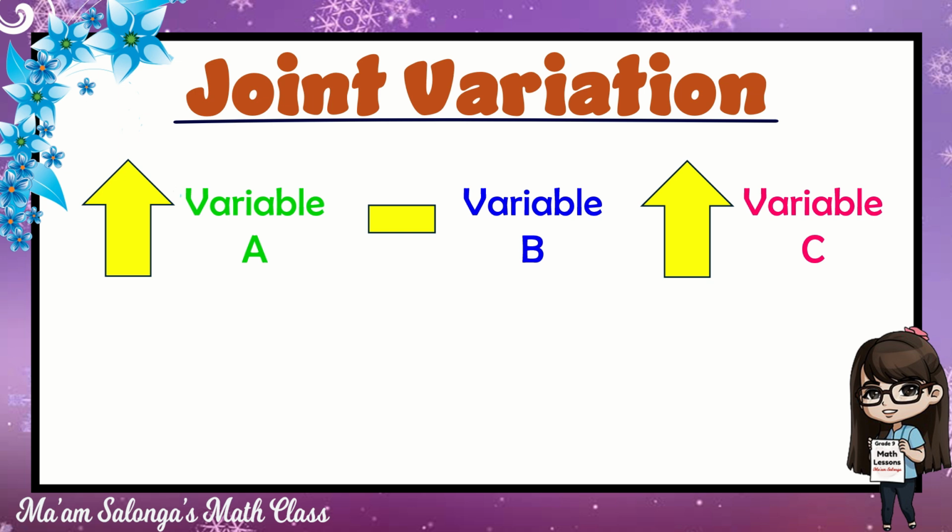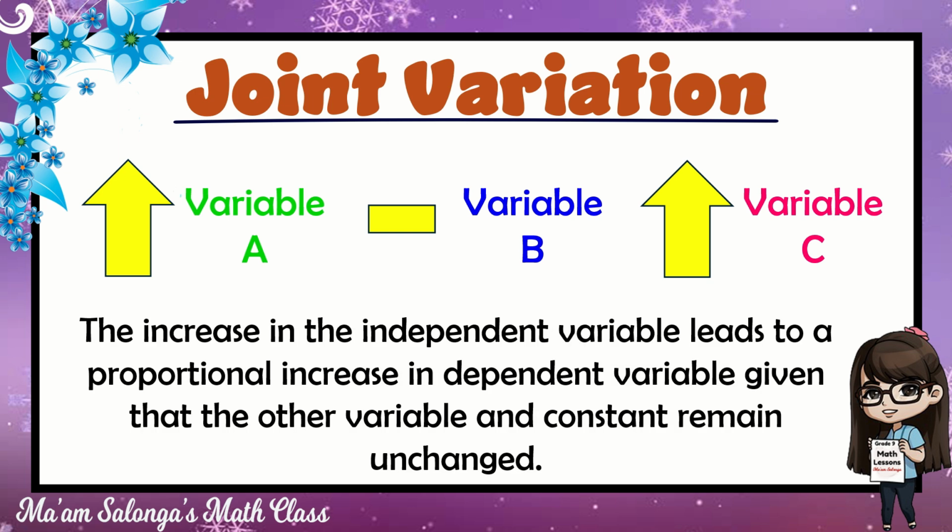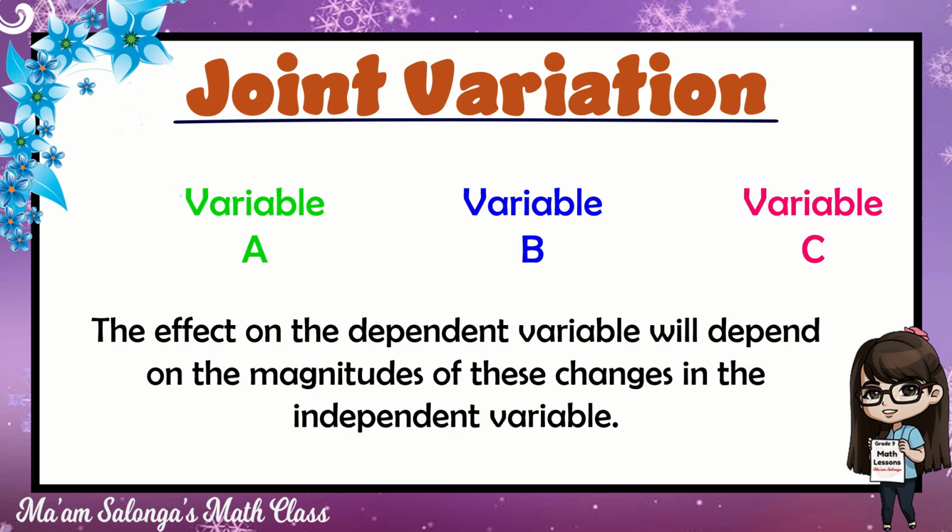So let's take a look here. The increase in the independent variable leads to a proportional increase in the dependent variable, given that the other variable and constant remain unchanged. However, there are instances that the effect on the dependent variable will depend on the magnitudes of these changes in the independent variables. There are times that variable B will increase while variable C decreases. And how will it affect the dependent variable? So it depends on these changes. And we will tackle it in our next video lesson.